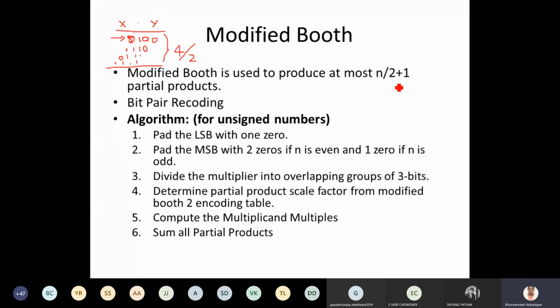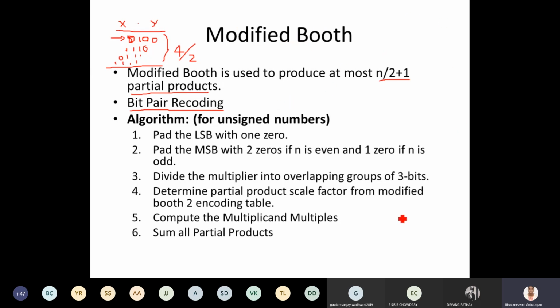In some cases you can go up to n by 2 plus 1 also, because it depends upon the architecture. Usually we will have n divided by 2. In most cases, when the configuration of your architecture is of higher order, then your partial products can be reduced by n by 2. That is 50% of my partial products can be reduced. So the technique used there is bit pair recoding. This is the technique used in this modified Booth algorithm.